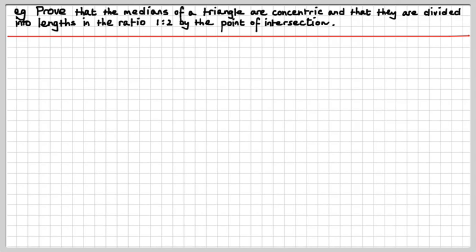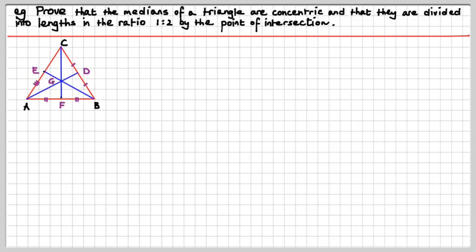So what I'm asking myself to prove here is that the medians, that is the line from the vertex to the midpoint of the opposite side, medians of a triangle are concurrent, that is, they all go through the same point, and that they are divided in the ratio of 1:2 by this point of intersection of the medians. Now, it's clear as mud. Look, I'll do a diagram. You will see.